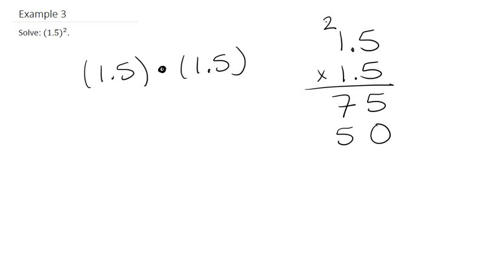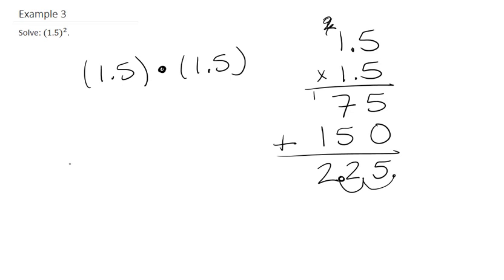1 times 1 is 1. Then we add 5 plus 0 is 5. 7 plus 5 is 12. Carry the 1. And 1 plus 1 is 2. Then we have 2 decimals. So we're going to go ahead and move the decimal over 2 times. And we have our answer as 2.25.